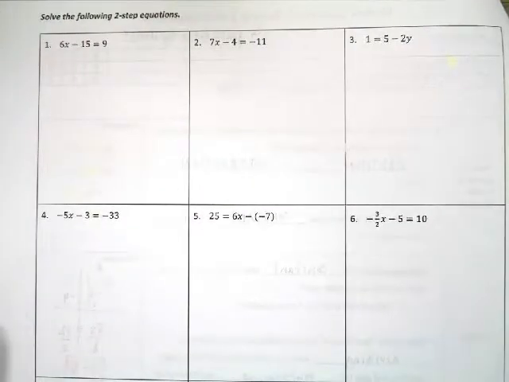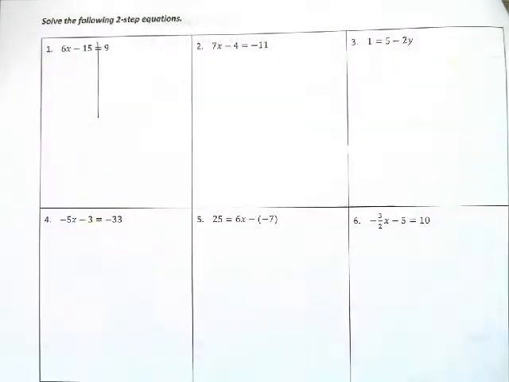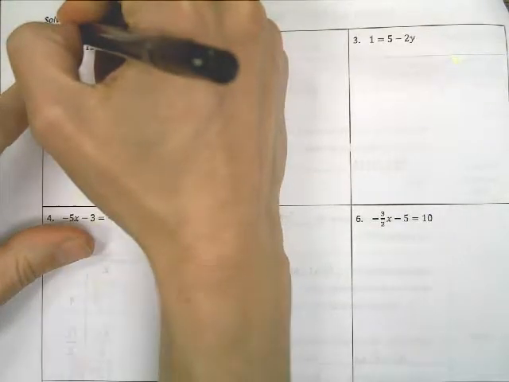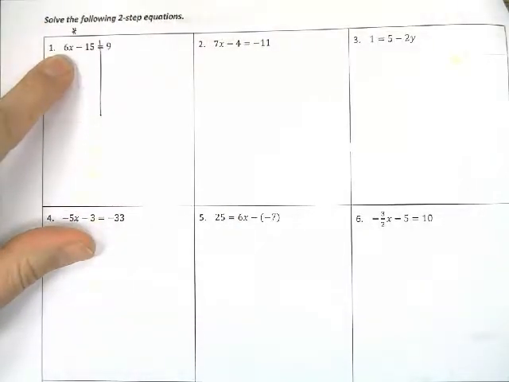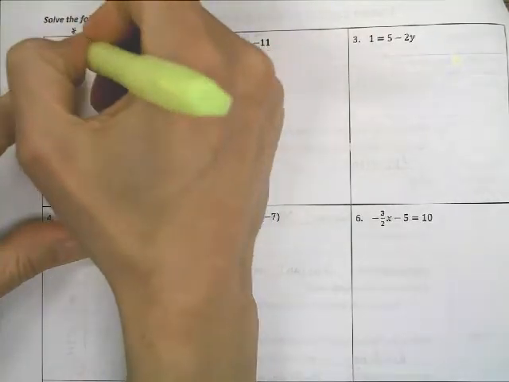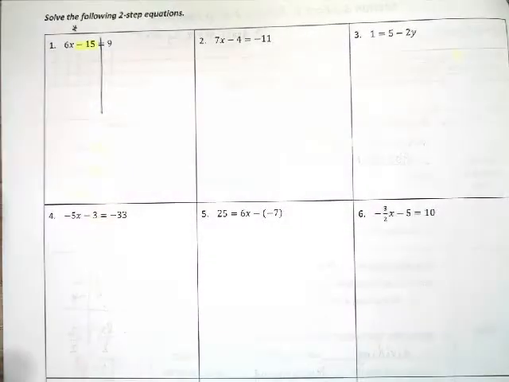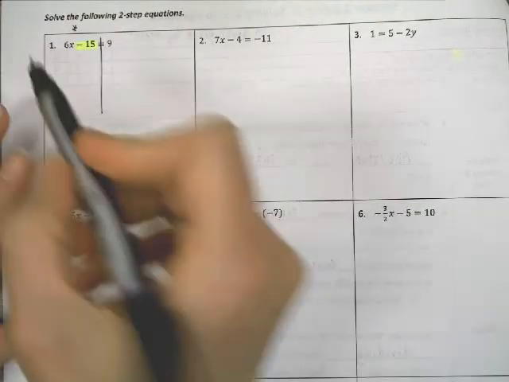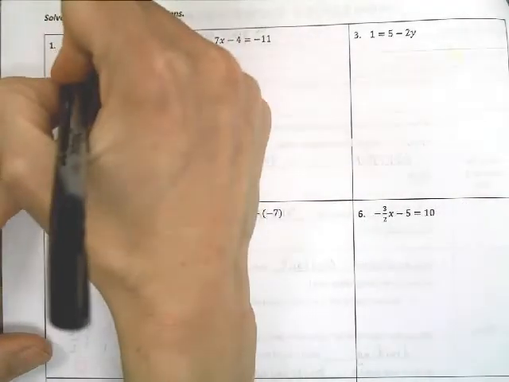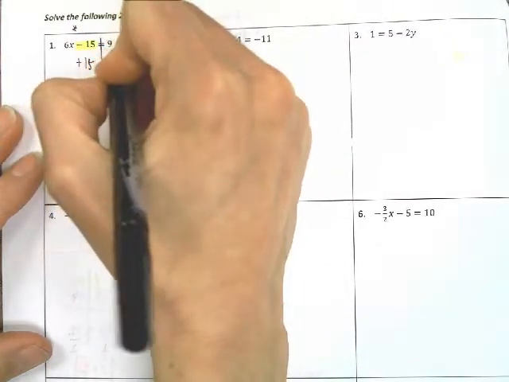So let's start with number 1. This is a nice basic equation. First thing I always do is I draw my line. I look and I realize my variable's on the left side, so that's where I want to focus. So the first thing I notice is I've got this negative 15. It's not attached to the x, it's just kind of hanging out. So that's the first thing that needs to go. Since this is subtraction, I'm going to do the opposite of subtracting, which is adding. And I'm going to add that number to both sides.